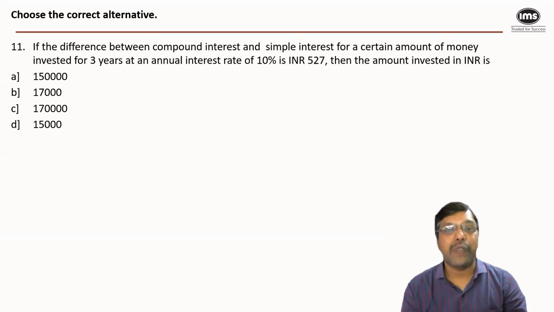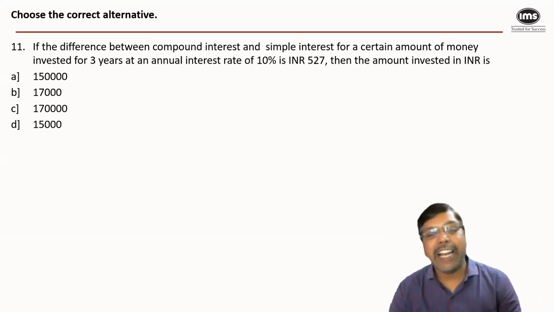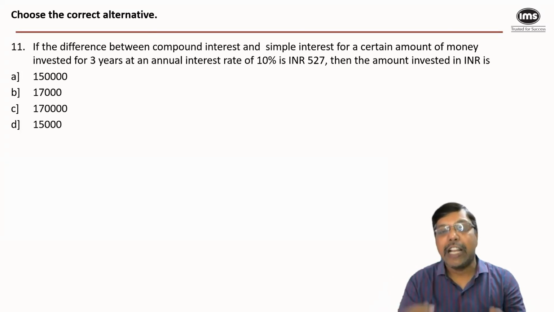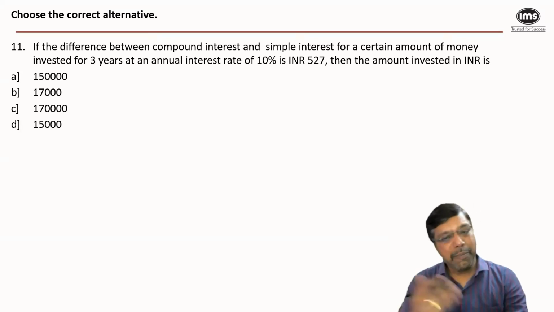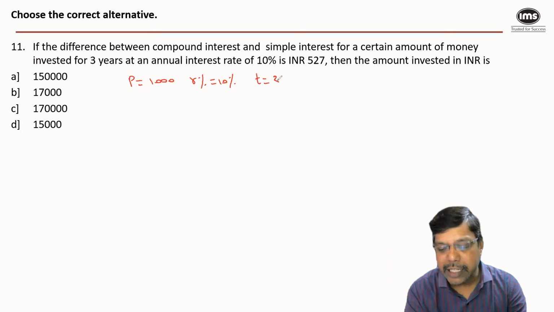So in such situations, it would be helpful if we assume a principal and calculate the difference between SI and CI and accordingly compare it with the difference given in the question. Let me explain what I mean. Suppose I consider the principal to be 1,000 rupees, rate of interest is 10% and time period is 3 years.